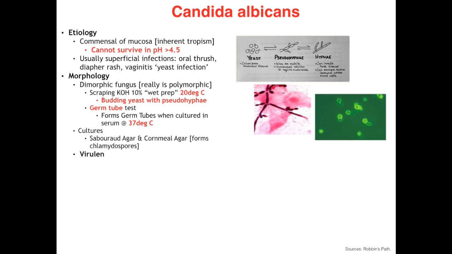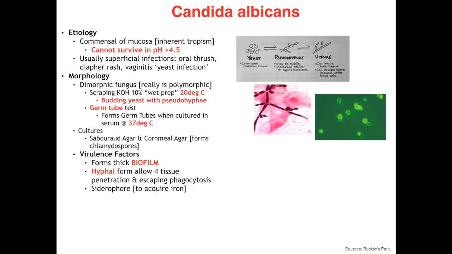And for virulence factors, of which she has many, she forms a thick biofilm. Her hyphal form actually is what allows for tissue penetration and escaping phagocytosis. She is a siderophore, meaning that she has the machinery to acquire iron from her host, and she is catalase positive, giving our patients with chronic granulomatous disease an increased risk.